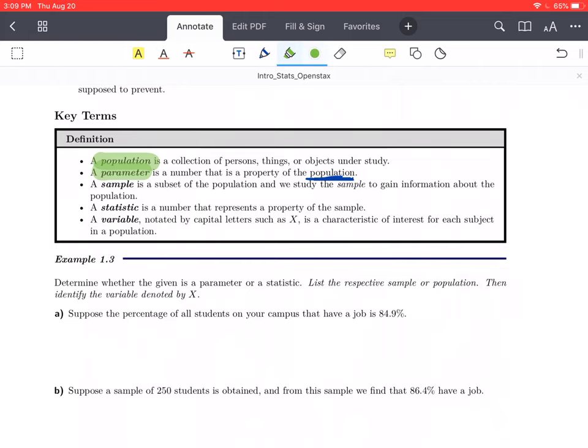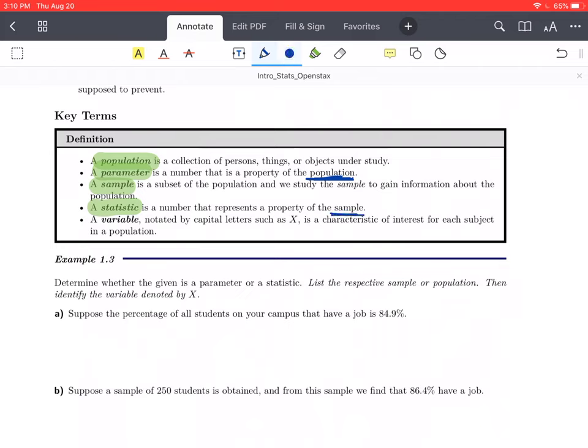A sample is a subset of the population, and we study the sample to gain information about the population. If we were running a test on the entire population of the United States, there's no way that we can ask questions and poll every single person in the United States. What we would do is we would get a sample, a smaller subset, ask them the questions, and then use that to help make generalizations about the entire population. A statistic is a number that represents a property of the sample.